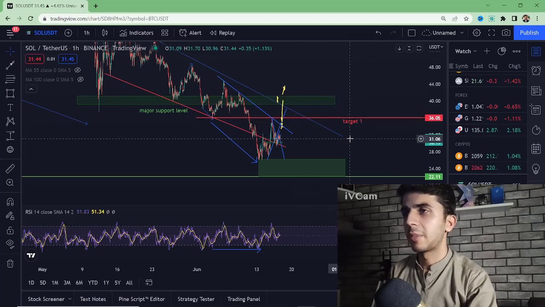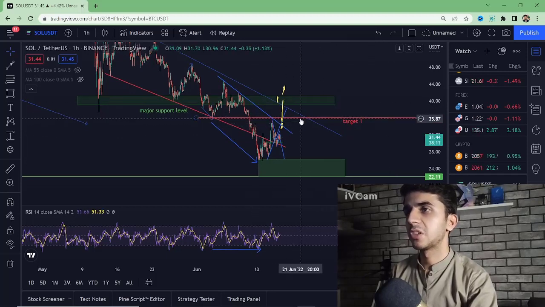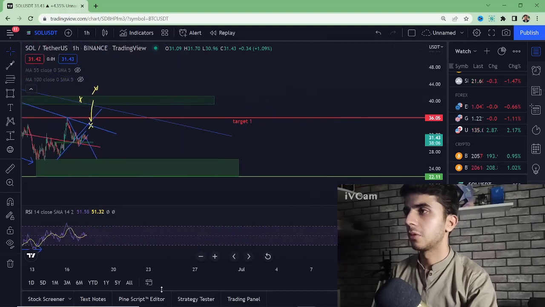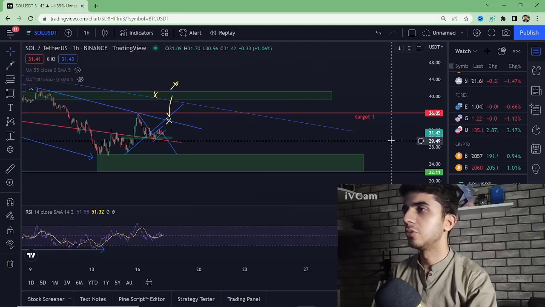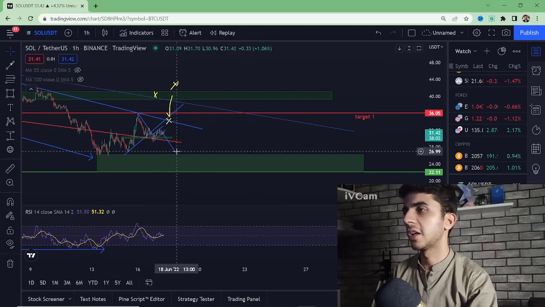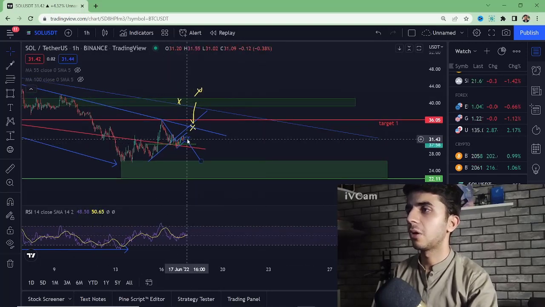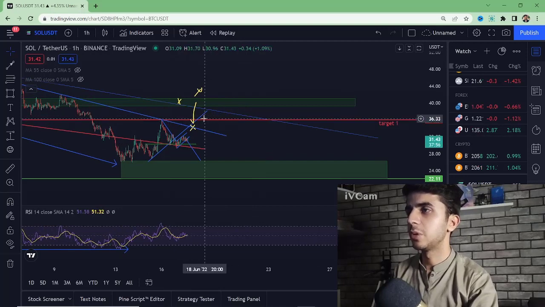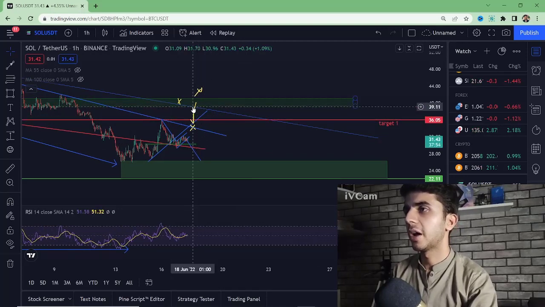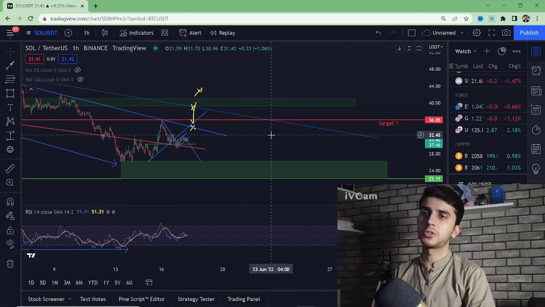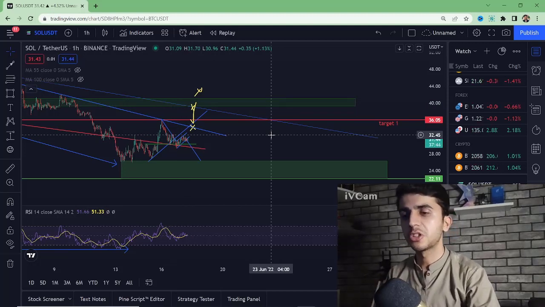So I'm expecting this target that I gave you. Let's stay tuned. But in case you get Solana at this point, you know what you need to do. You need to accumulate. But for now, I want this line to be broken and another higher high created exactly at this point. I want to take this here, this point. So that's it for Solana today.